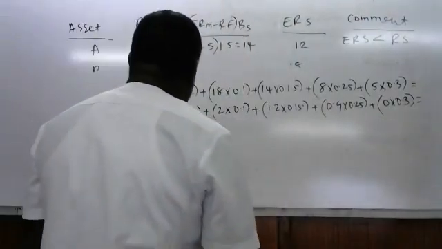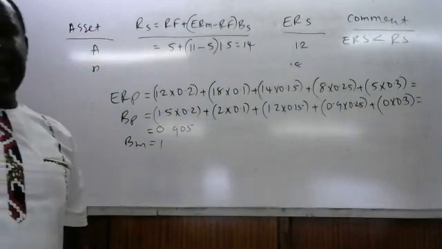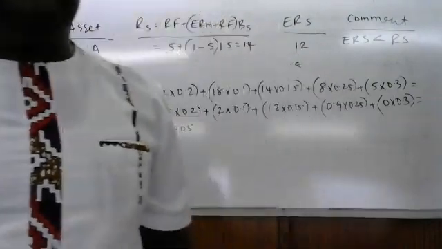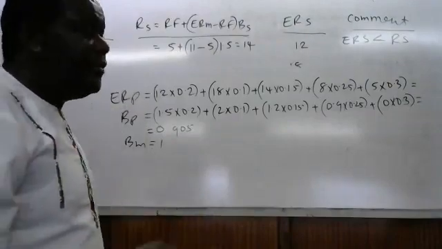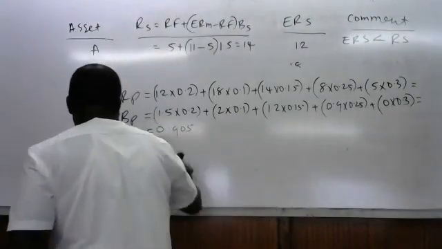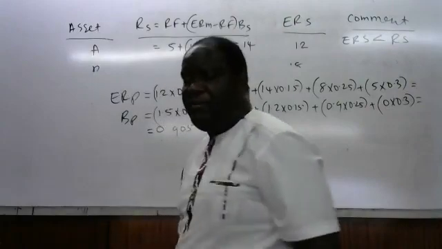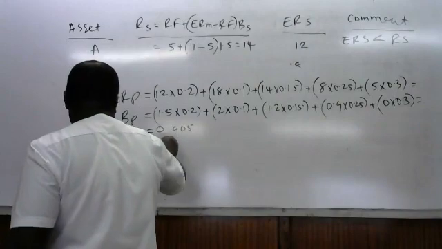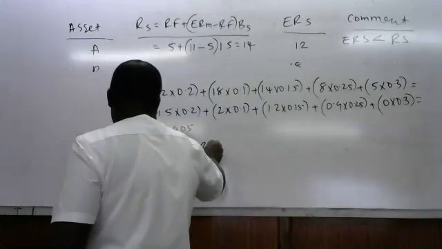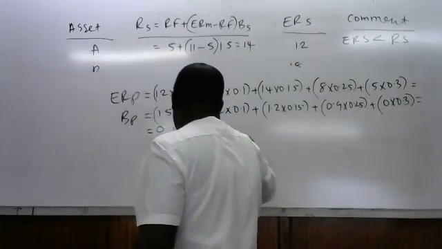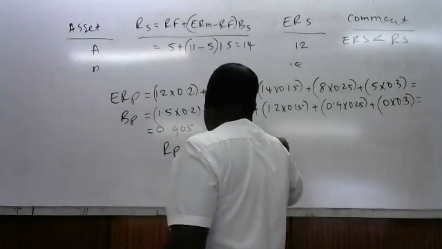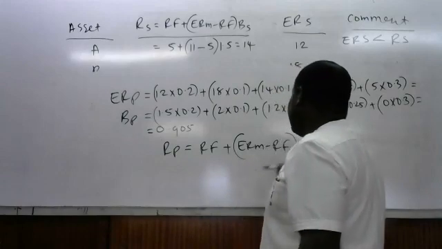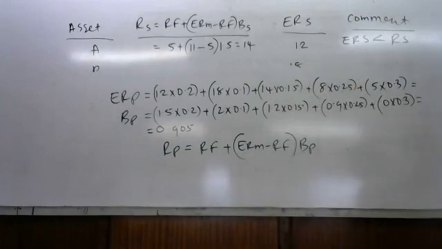For the equilibrium return of the portfolio, we get the return of the portfolio using the security market line. We still use the security market line to come up with the equilibrium return. So the return of the portfolio will be equal to the risk-free rate plus, in brackets, the expected return for the market minus the risk-free rate, then times the beta factor for the portfolio.